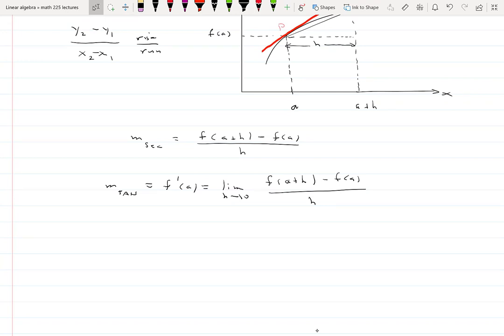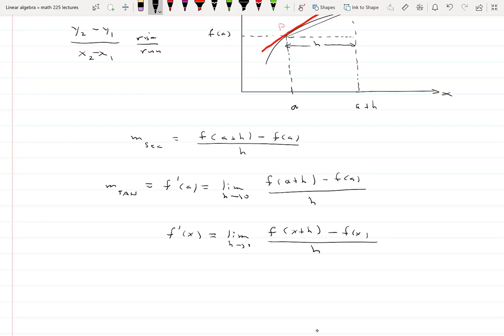Okay, then what we did very soon after that is we noticed that the derivative f prime of a also gave us a function, but it was evaluated at a. So we simply replaced a with x so that we could have our derivative match up, at least in terms of the variable, with the variable used in our function. So the derivative is the limit as h approaches zero of f(x + h) - f(x) over h. This is the definition of the derivative.